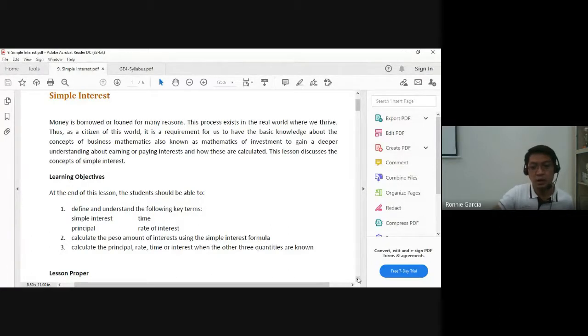Claro ba? So I hope you have your calculators right now. Thank you for your response. Now, who can still recall the formula for the simple interest?